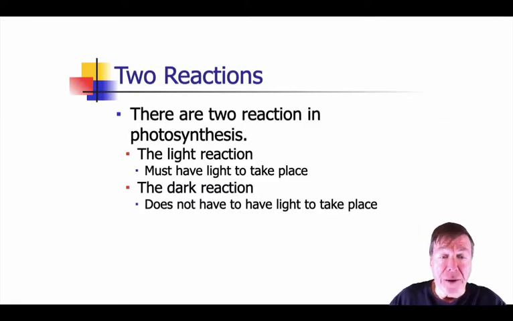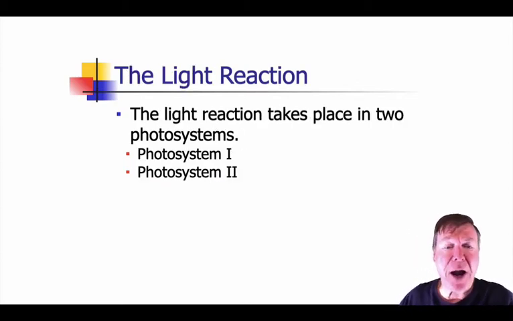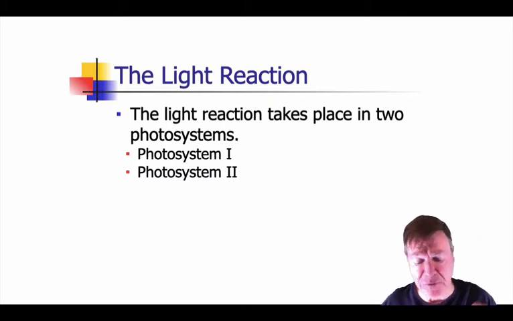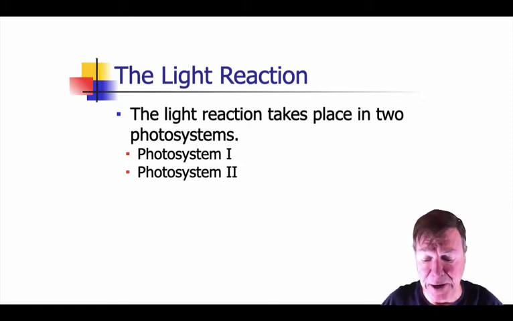All right? There are 2 types of reactions in photosynthesis. One is the light reaction. It has to have light. And the dark reaction, which doesn't have to have dark. It can work in the dark or it can work in light. It's kind of a misnomer. I'll talk about that later. All right. The light reaction takes place in 2 photosystems. Photosystem 1, photosystem 2. It's like really complicated naming.